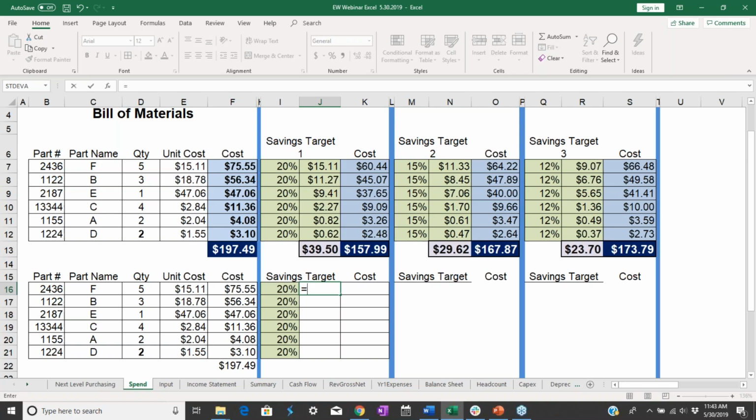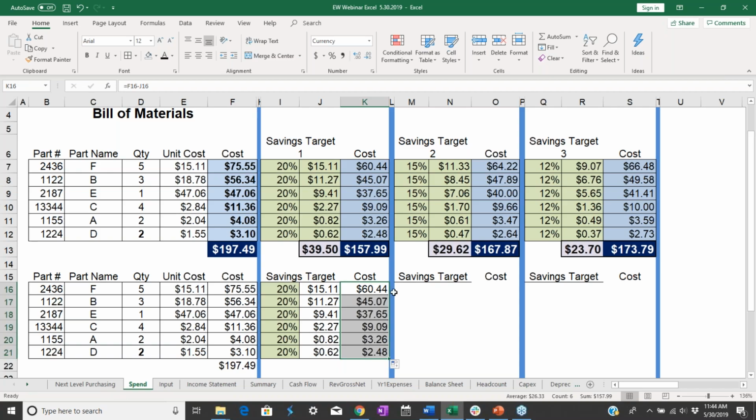It's going to be equal to 20% of this. Then we will drag those formulas down. The new price, as we see here, is 6044, which is with the 20% cost reduction. That formula would be equal to the original cost minus the savings, and that's how we got that. Then we drag this down. It's just a refresher.